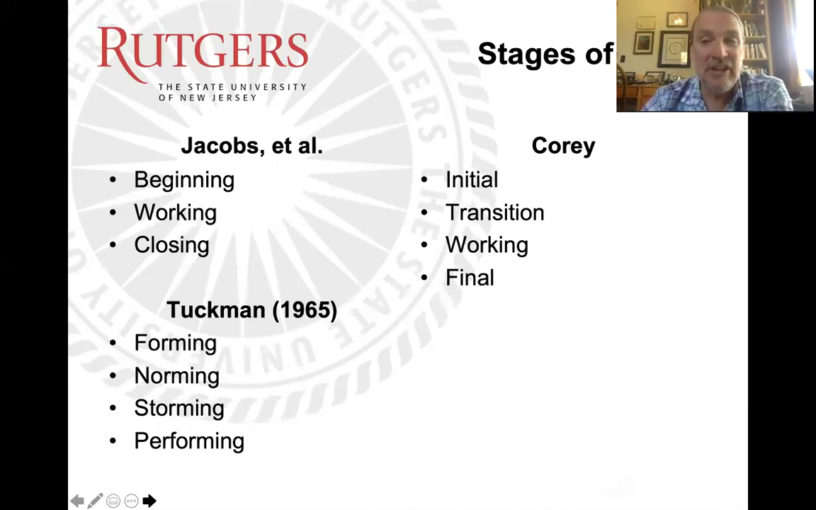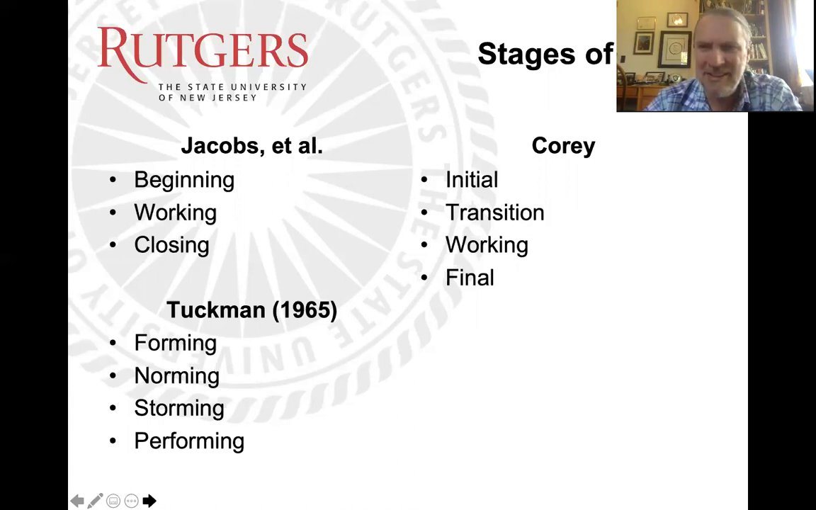So regarding stages of group, there are a couple different theories about how this works. The Jacobs textbook, which I use in the class, describes it as beginning, working, and closing. Corey describes it as initial, transition, working, and final. So you have that transition stage between the initial and the working specified. And then one of the classic ones is from Tuckman, the forming, norming, storming, and performing.